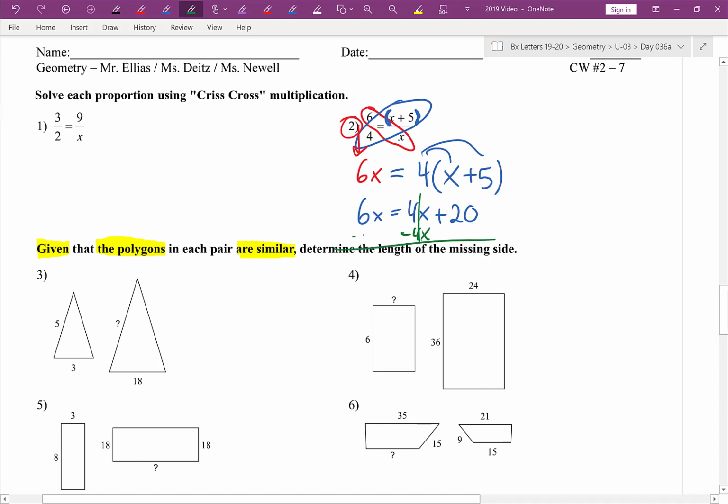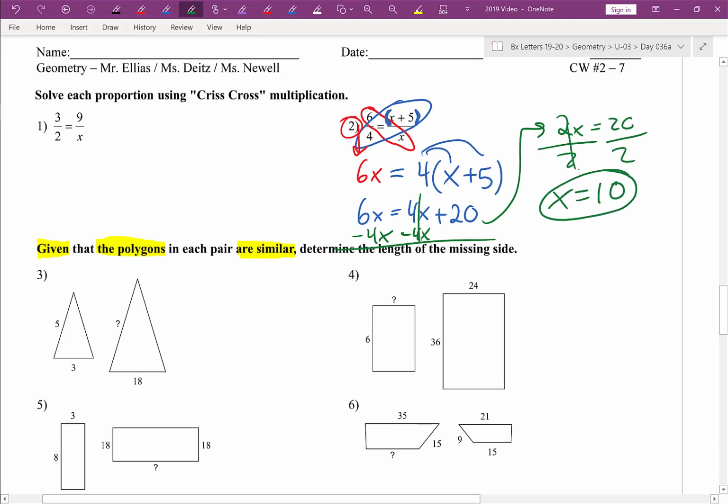Get rid of the x's. And we're going to carry up our work. 2x equals 20. Divide both sides by 2. x equals 10. So use those parentheses so you can see the distribution.